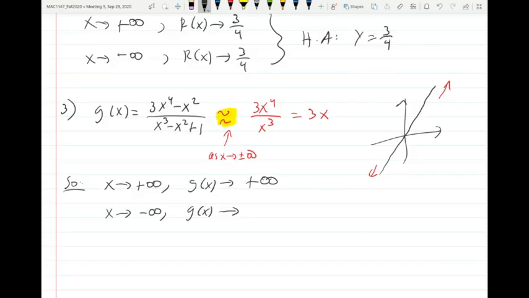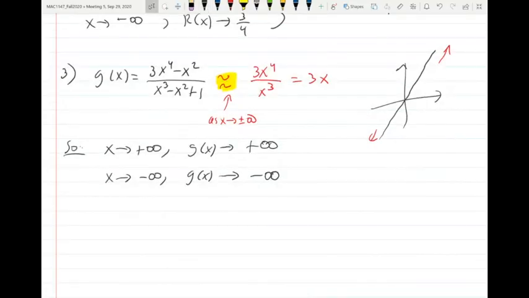And when x approaches negative infinity, what does g approach? It will approach negative infinity. Okay, so this is the end behavior. However, is it really the line 3x that we're getting close to? Or is it 3x plus or minus something? Whenever you get close to a line, we say that line is going to be a slant asymptote.